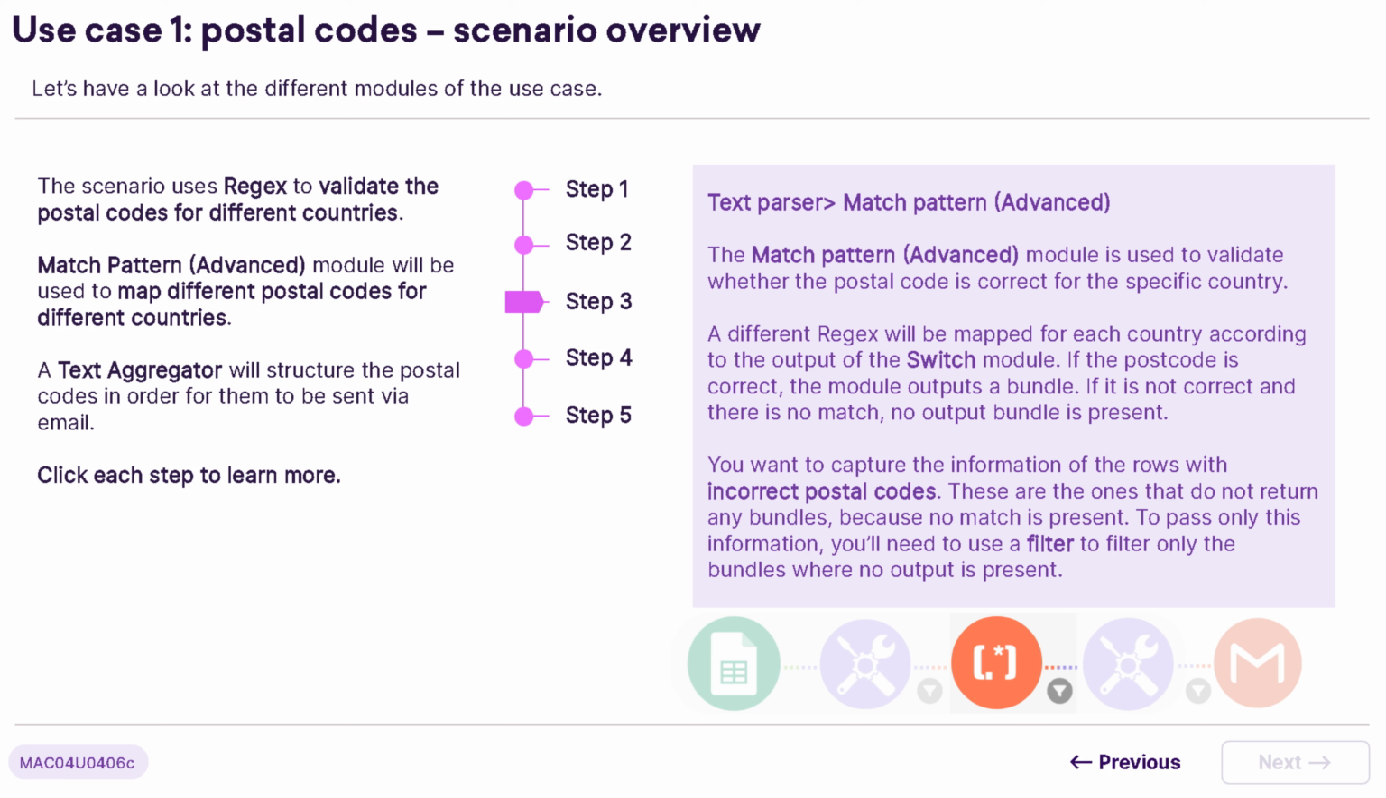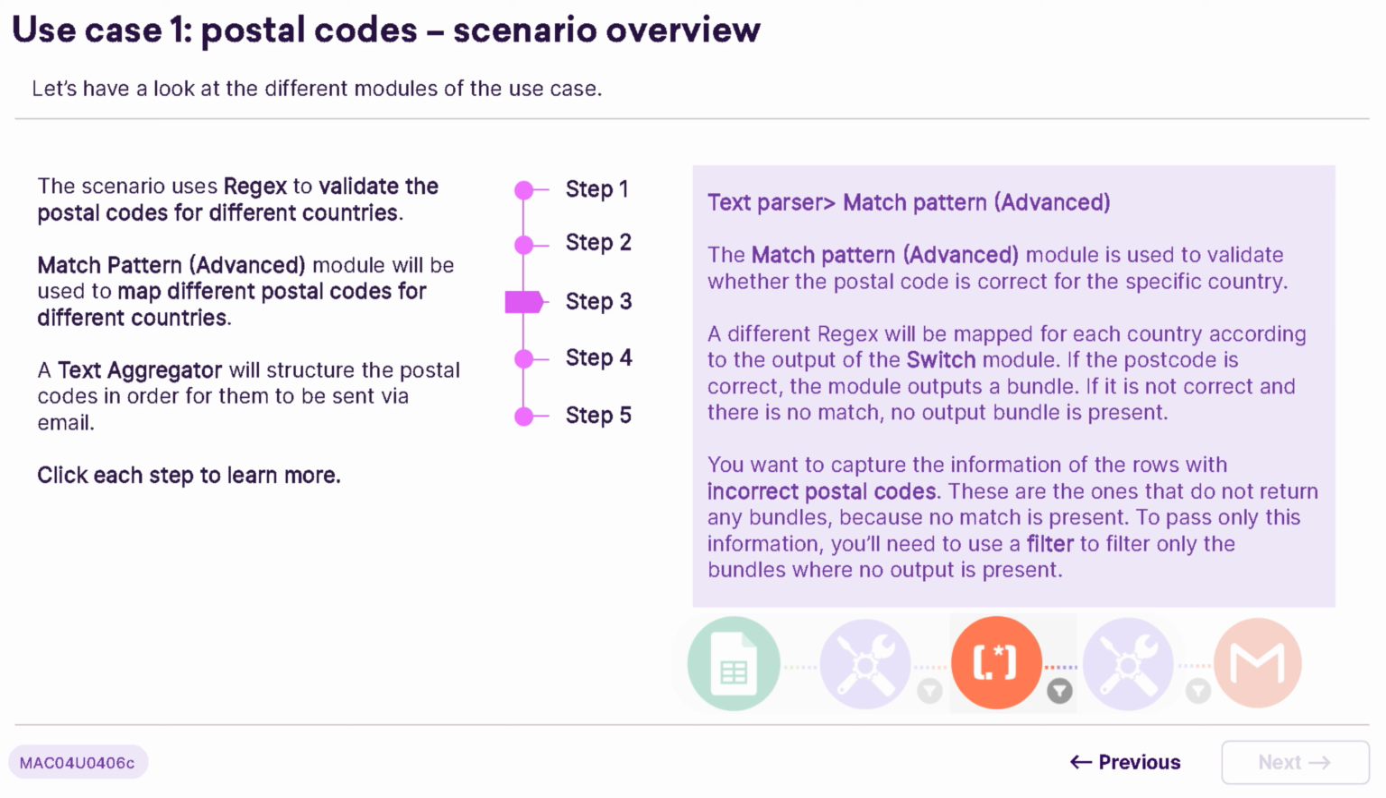For each country, a unique regex pattern is set. This is managed by the switch module, which determines the correct pattern based on the country name. If a postal code is valid according to this pattern, the match pattern module will create an output bundle, essentially a package of data signifying a successful match.